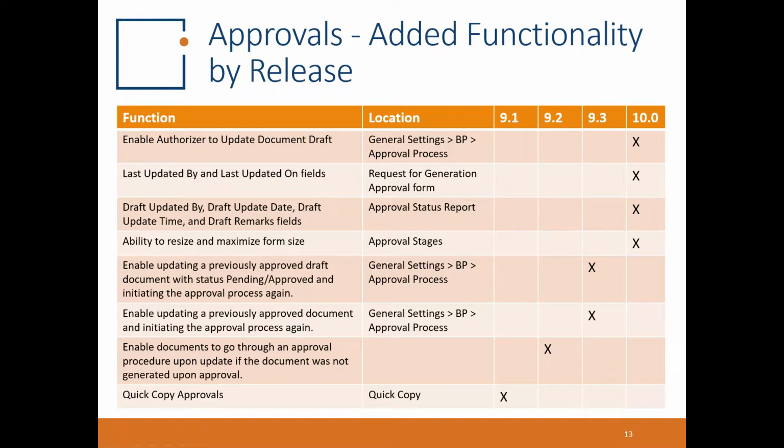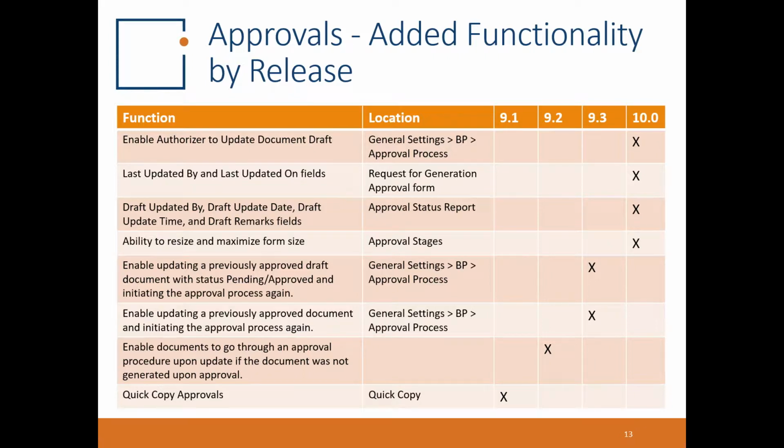To give you a little background, before 9.3, if you had an approval that was already in the approval process, you couldn't update it. In general, you would have to go back and cancel it, and recreate a document, and it would go through the approval process. So 9.3 added the ability to update something if it's in a pending or approved stage, and it can re-trigger that approval process. This is up to your discretion. If you don't want that functionality, it's just a checkbox, so you can choose whether you do or don't want it.